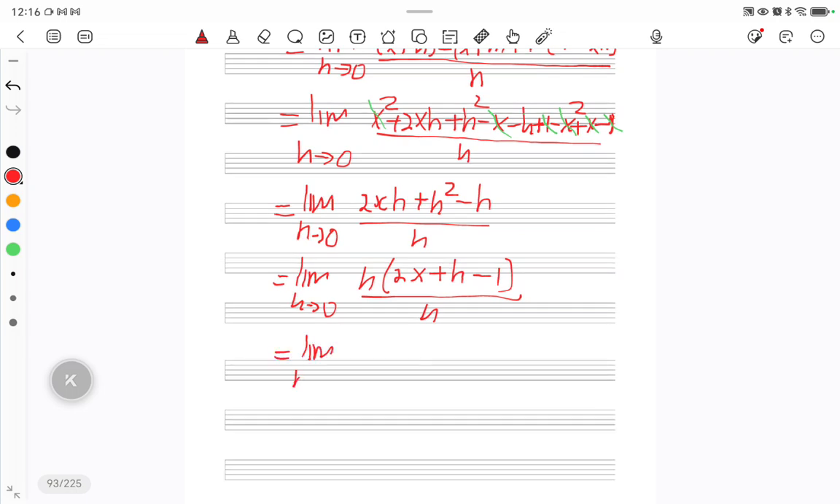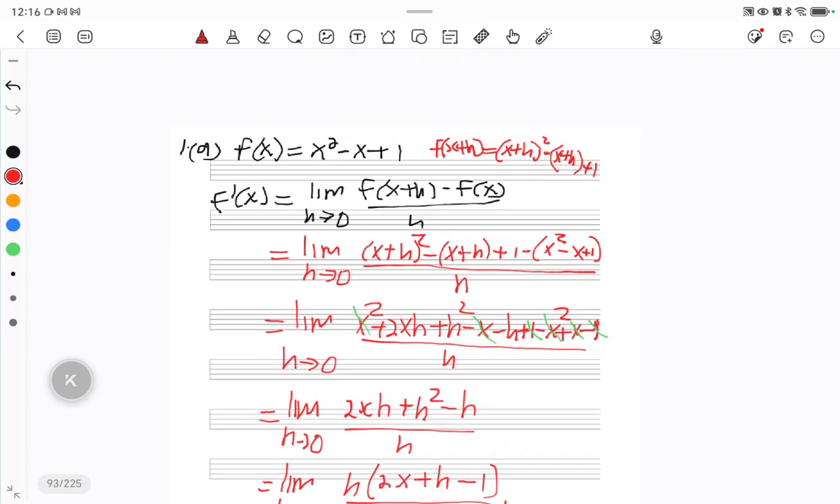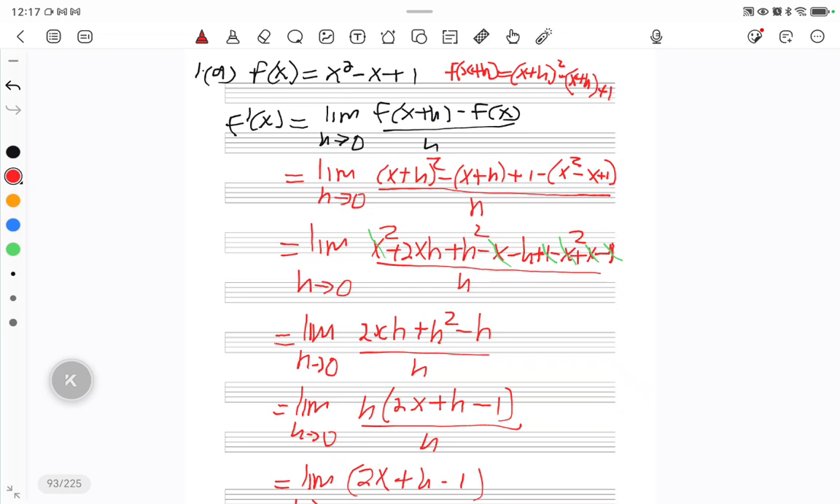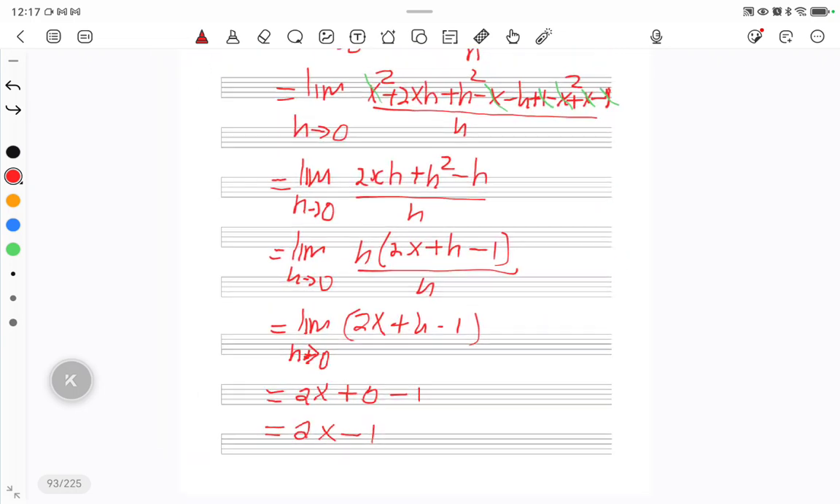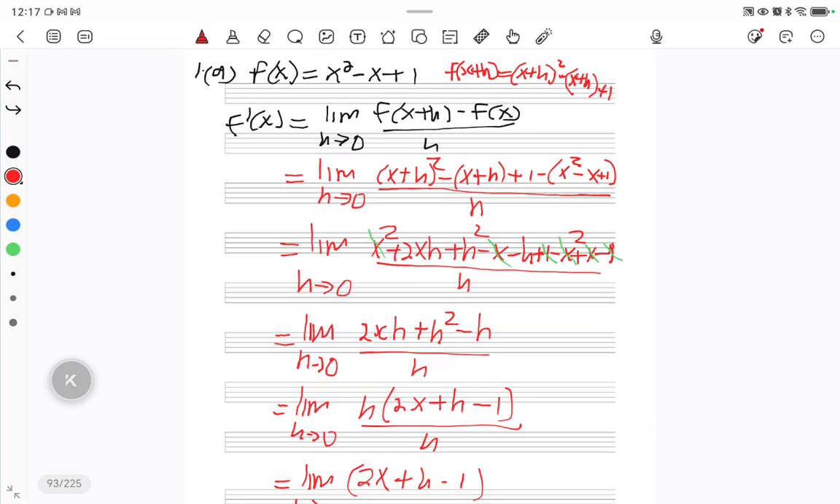We'll be left with the limit as h approaches 0 of 2x plus h minus 1, right? And this will be 2x plus 0 minus 1, which is 2x minus 1, right? And if we go back and try to derive this, it will be 2x minus 1. So that is correct. We have confirmed that if we derive that. So this will be the solution to the first problem, right? And then, is there any question?